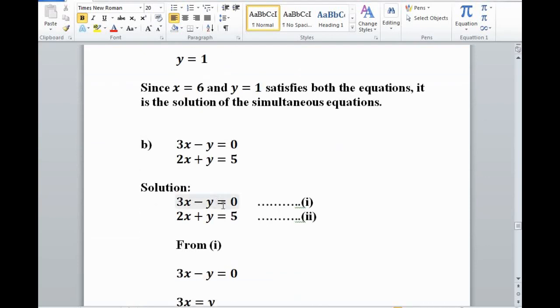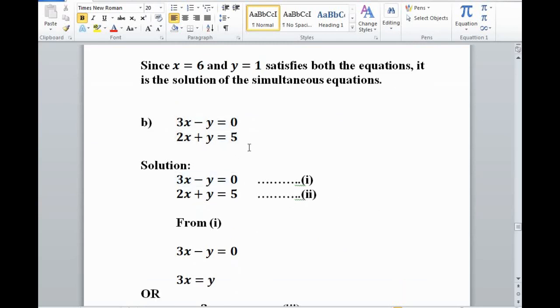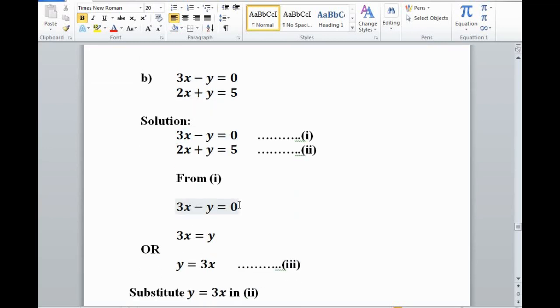Second part from this question, 3x minus y equals 0, 2x plus y equals 5. I'm going to name the first equation as equation 1 and the second equation as equation 2. Now let's start from equation 1. So equation 1 is 3x minus y equals 0.